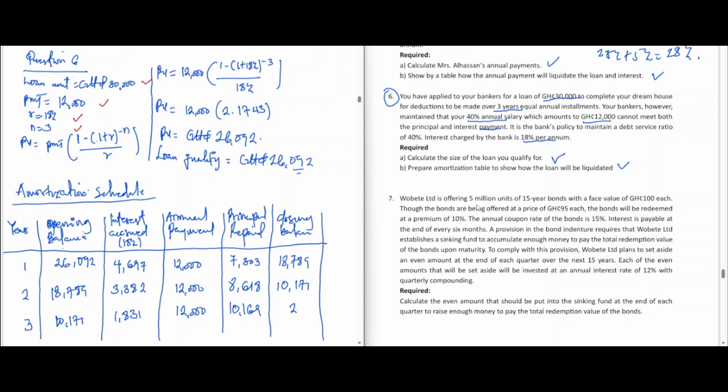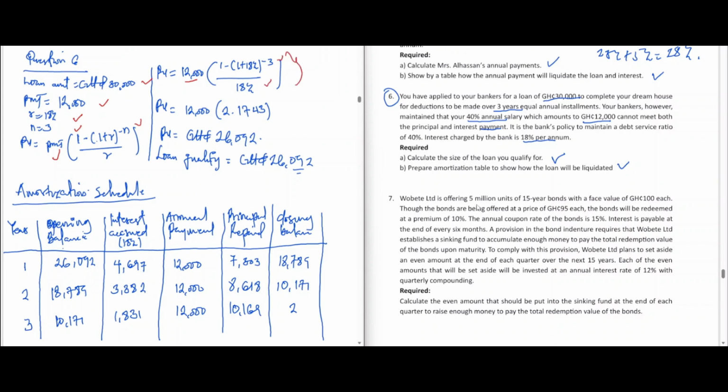So using the present value ordinary annuity formula, we have PMT times [1 minus (1 plus r) to the power minus n] over r. We know our periodic payment is 12,000, and r is 18% and n is 3. So it is 12,000 times [1 minus (1 plus 18%) to the power minus 3] all over 18%.